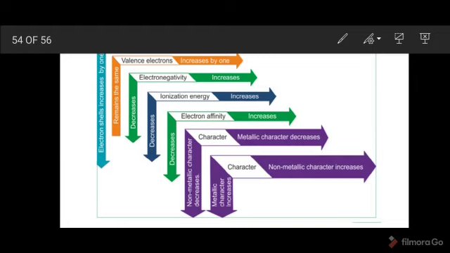Non-metallic character increases when you move from left to right, but metallic character increases from top to bottom. Metallic character decreases when you move from left to right. Non-metallic character decreases from top to bottom. Electron affinity increases from left to right, decreases from top to bottom. Ionization energy increases from left to right, decreases from top to bottom. Valence electrons increase by 1 when you move from left to right in the periodic table, and remain the same when you move from top to bottom in a given group.